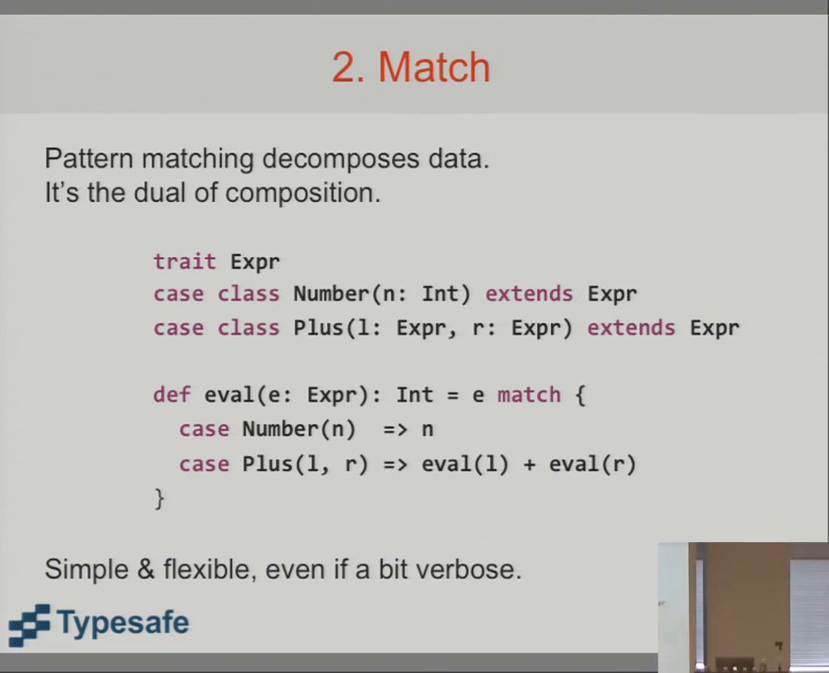So here's a simple pattern match, which I guess everybody here can read. You have the expression tree with two cases, numbers and plus. If it's a number n, then I give you back the number, and when it's a plus, I go into a recursive evaluation of this function. So it's very simple, it's very flexible. Sometimes it's a bit verbose, but I don't think that's a major concern. The shortest is not often the simplest and clearest.